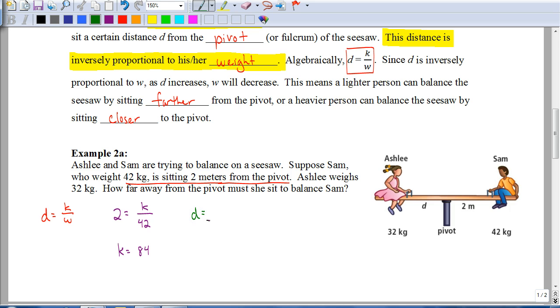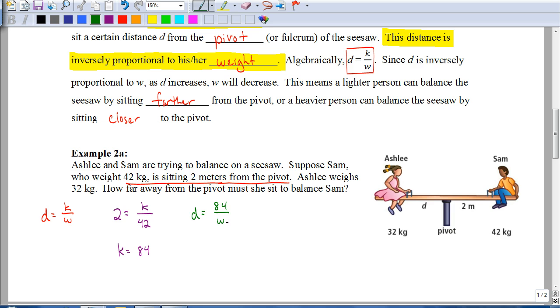Now this only works for this scenario when Sam is sitting on the teeter-totter. As soon as Sam gets off and someone else gets on, there's going to be a brand new value for k. So don't think that in all your assignments today that k is going to be 84. It's going to be different depending on the weight of the person that's sitting on the seesaw. Okay, so now I know for this particular equation, it's going to be the distance equals 84 divided by W.